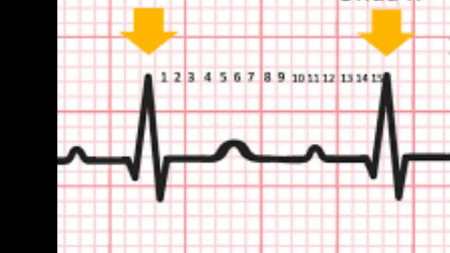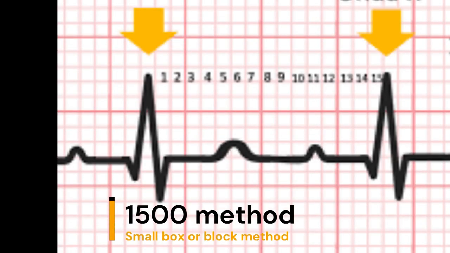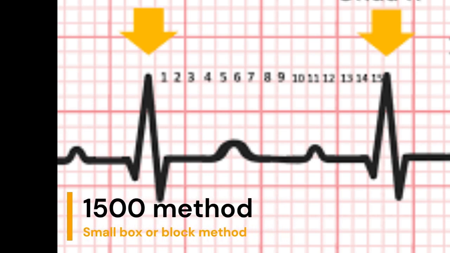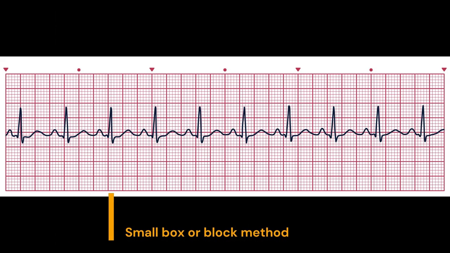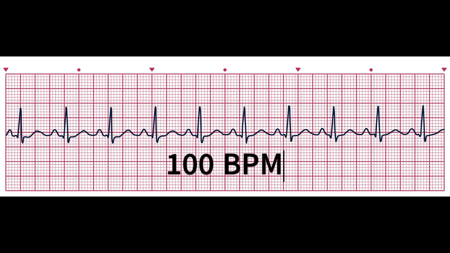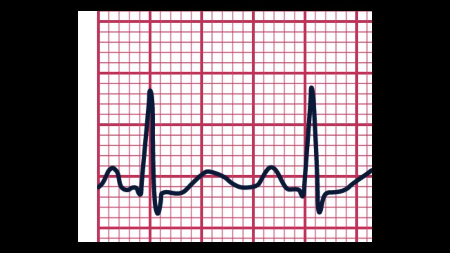The third method of determining the heart rate is called the small box or block method, also known as the 1500 method. Let's do the 1500 method on this familiar EKG strip. We did the 300 method on this same strip earlier and we got a heart rate of 100 beats per minute. We mark 2 successive QRS complexes, as shown here with arrows. We then count the number of small boxes or blocks between these 2 QRS complexes. To calculate the heart rate, we divide 1500 by the total number of small boxes between the 2 QRS complexes.